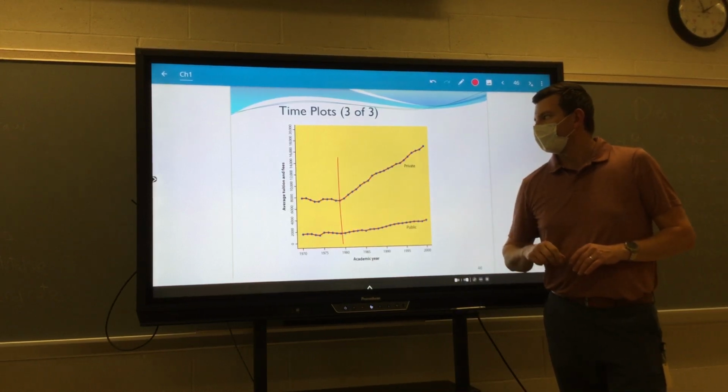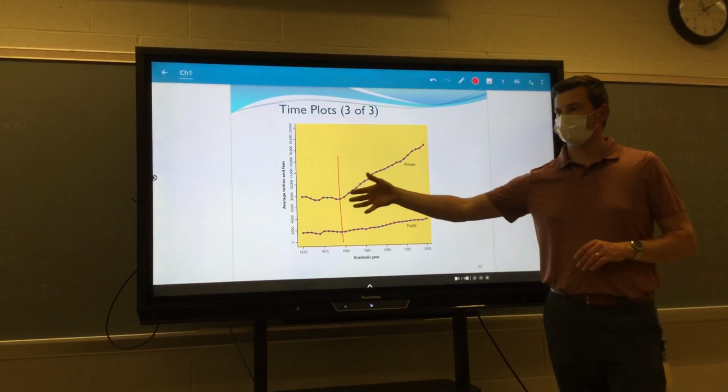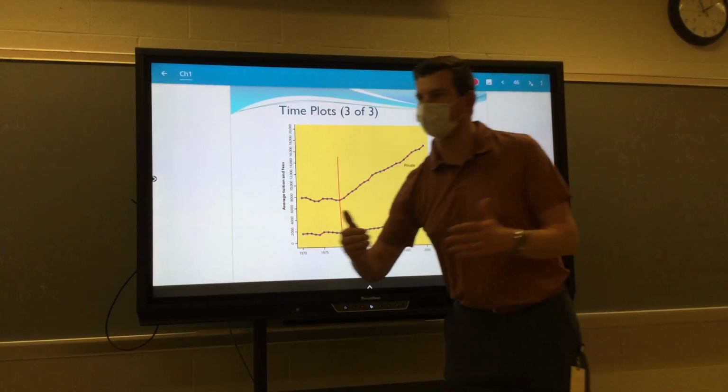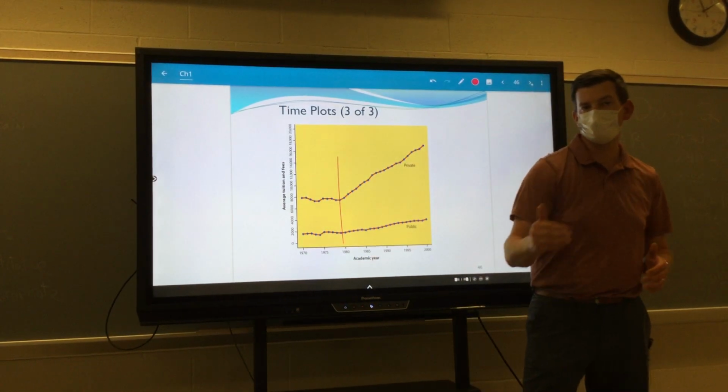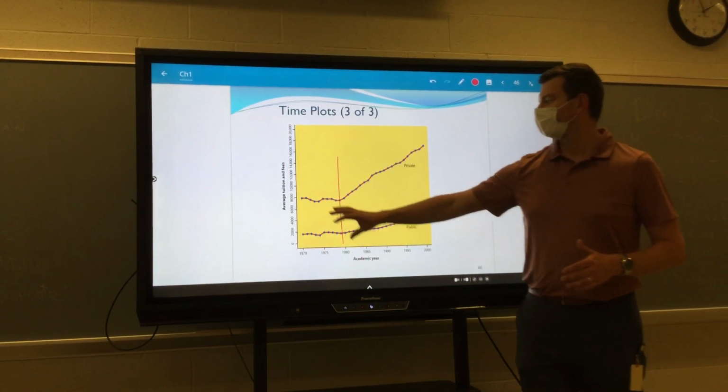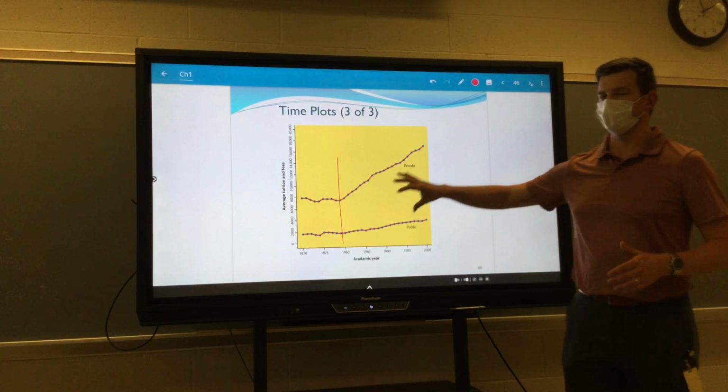Okay. And then lastly, we have this time plot, which we said could either be argued as categorical or quantitative, depending on how you're treating time. Okay. But again, you're showing the change over time there.